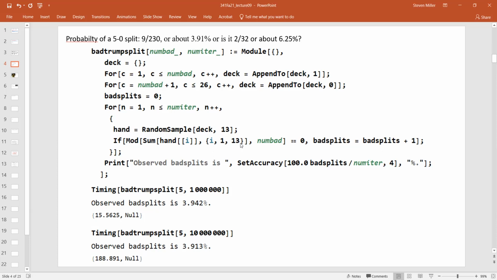And 9 divided by 230 was 3.9130. So it's looking pretty good. This is extremely compelling evidence. What's nice is the 2 probabilities are well separated. And so when you do the simulations and you're seeing it's really agreeing with 3.91, you're pretty confident that you've nailed it. Okay, and we've seen why the argument has issues.